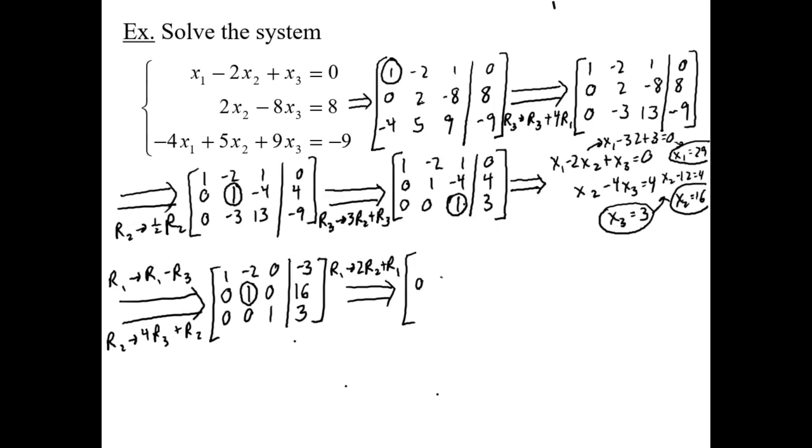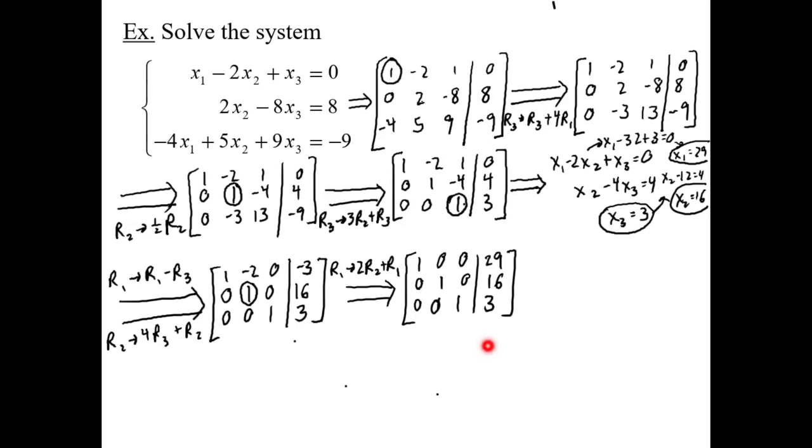So again, second row is fine. Third row is fine. If I take 2 times the second row plus the first row, it is 1. 2 times second row plus the first row is 0. 2 times second row plus the first row is 0. 2 times the second row is 32. Plus the first row is 29.